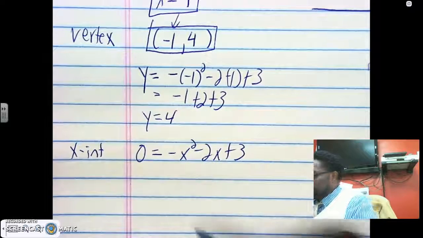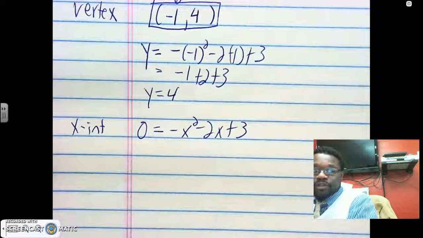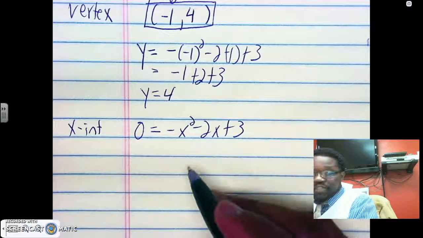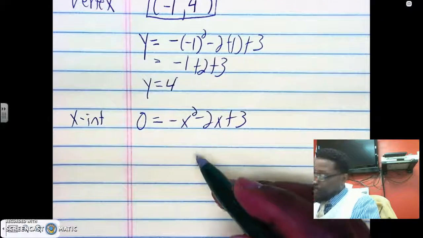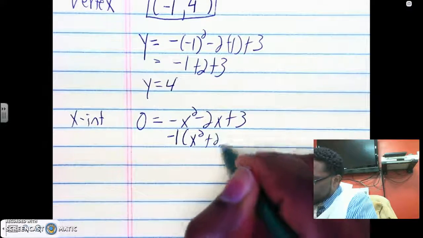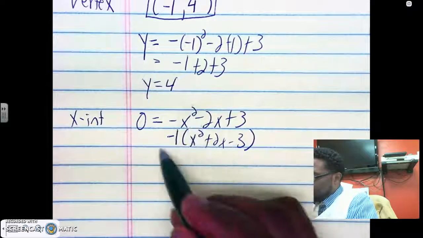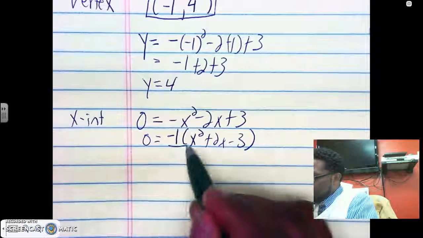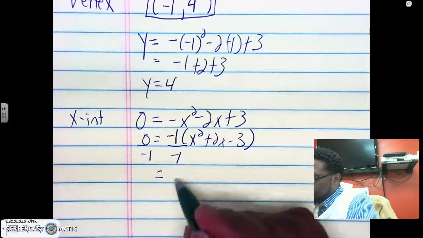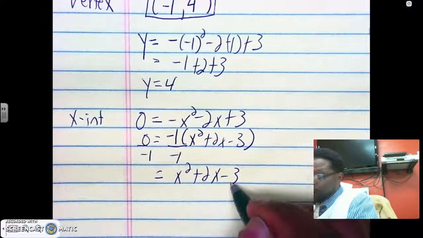Alright, now you either look to factor or quadratic formula or complete the square. And let's see, I think I'm going to try to factor. I'm not sure if this is going to work, but let's just see. First thing I do is factor out a negative 1 because I want to make that positive. Then in order to get rid of that, I just divide both sides by it. So I got x squared plus 2x minus 3.